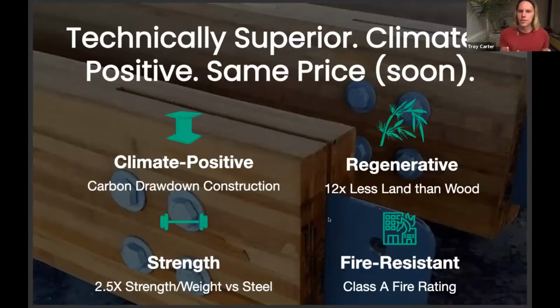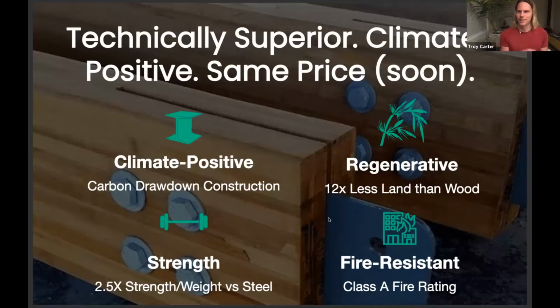So what RIZOME is doing, we are pioneering bamboo engineered lumber, and bamboo engineered lumber has been around for a while. What has limited it is a reliable supply chain and a low enough price that it's actually cost competitive with wood. It's a great material. So bamboo is super strong, at least 2.5 times the strength to weight ratio of steel, and at least 2.5 times as strong as, for example, Douglas fir.